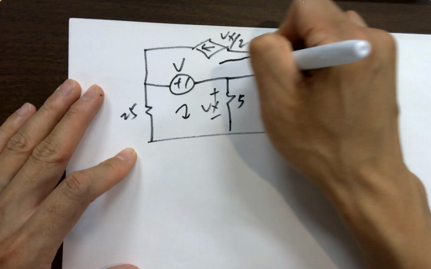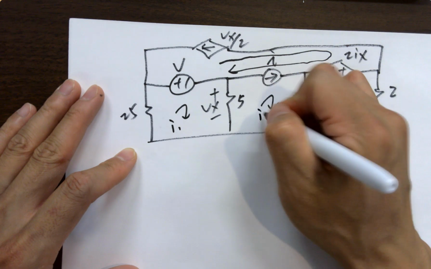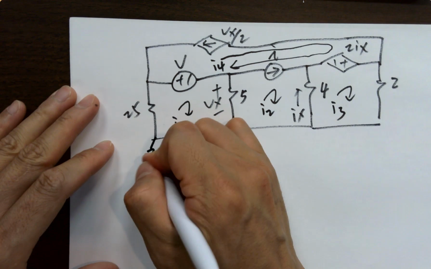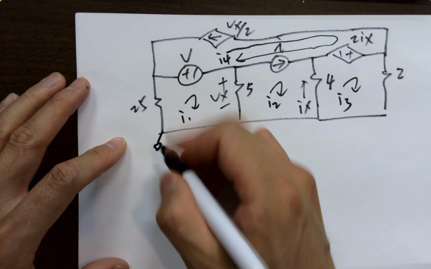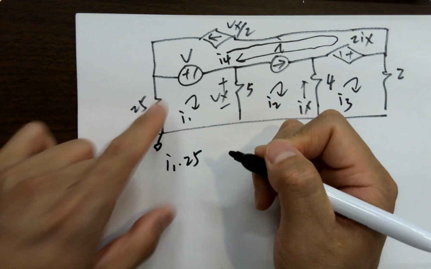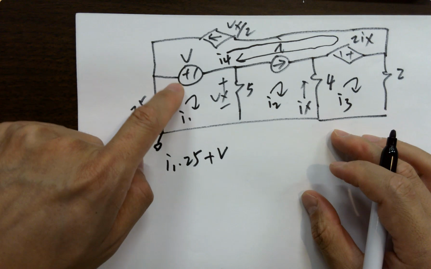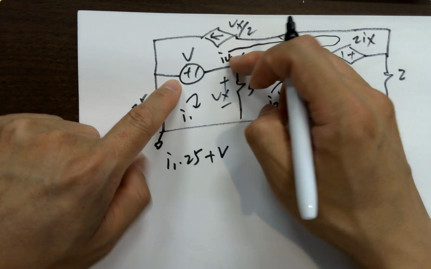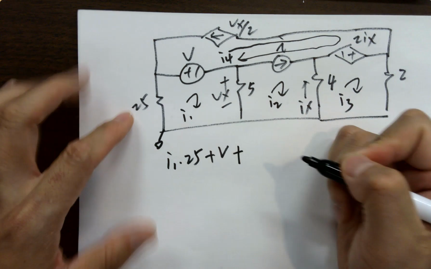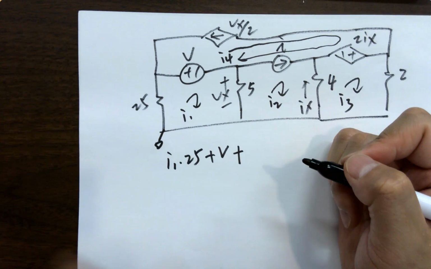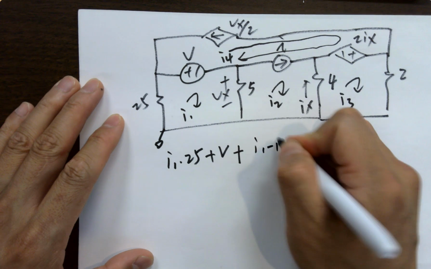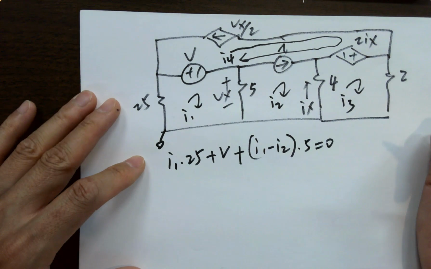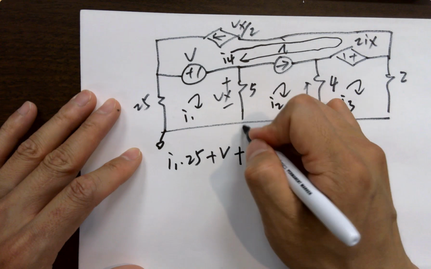That's another mesh here, okay? I1, I2, I3, I4. Start from here. So we are getting I1 times 25 plus V. I think V is given. It's given. Let's just assume this is V. Plus here, that's I1 minus I2 times 5, which is 0, right? That's the first one.